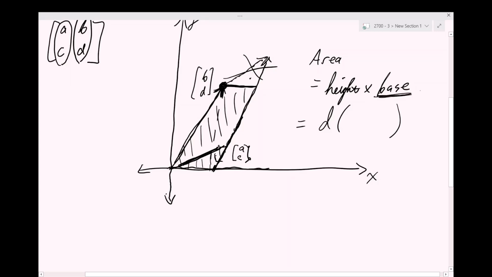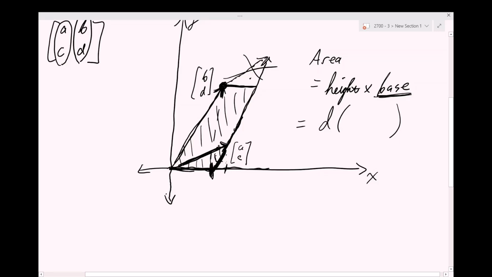Now, my base isn't actually the x coordinate of this vector here. It's not A, because that would be the x coordinate of this vector, which would be down here. And this is not a right triangle. This side here is tilted in. So we have to be a little more careful than that. What I really want for my base is this length right here.